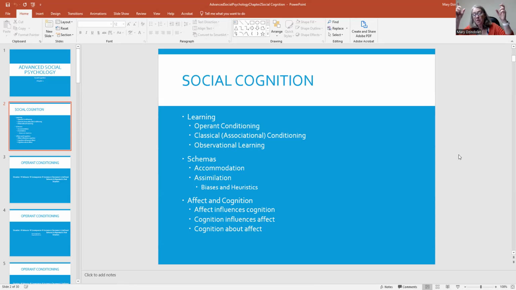Now, of course, from all of this learning, operant conditioning, classical conditioning, observational learning, we are going to create schemas. And so we develop new schemas as we get new information. That's accommodation. And then we prefer not to change our information. Once we have a schema, we want to keep the schema the way we have it. So we prefer to change the information to fit our schemas rather than the other way around. And that's the process of assimilation. And it leads to a whole bunch of biases and heuristics that we'll talk about.